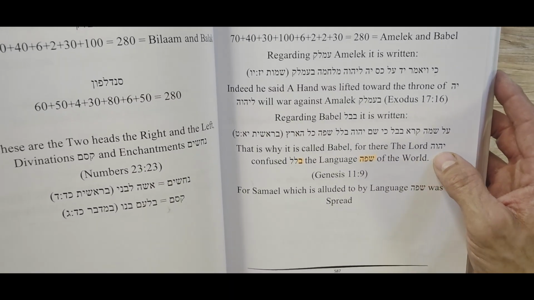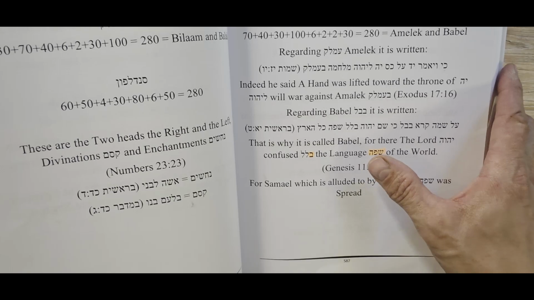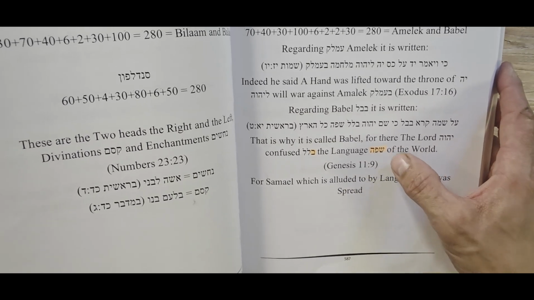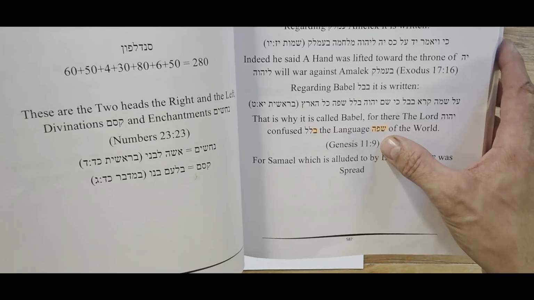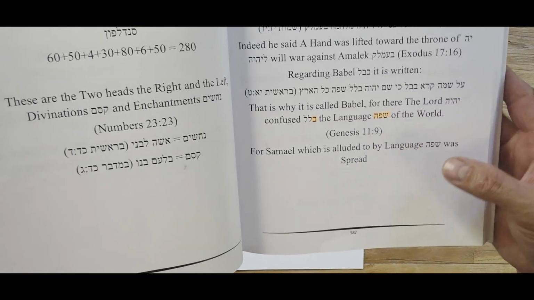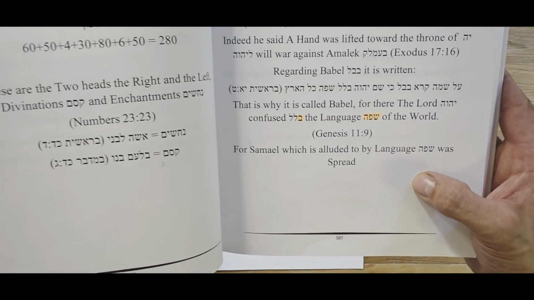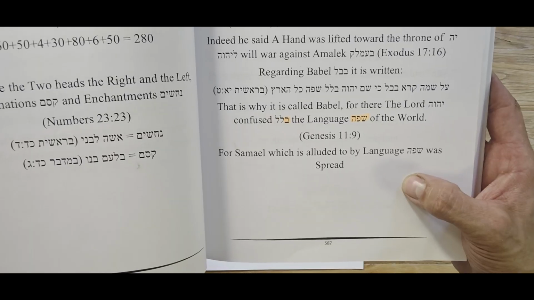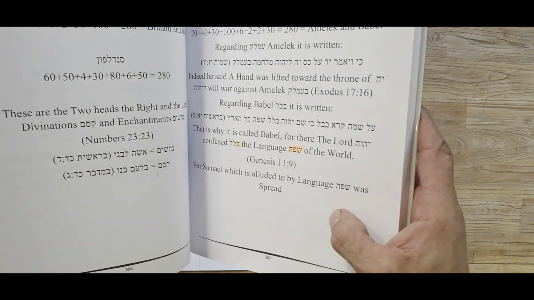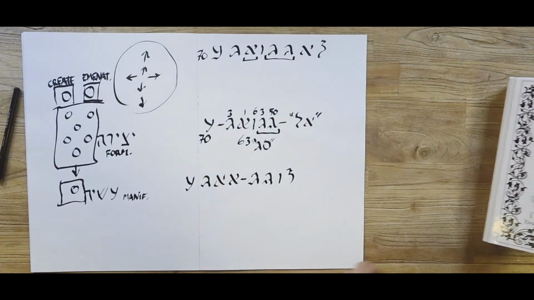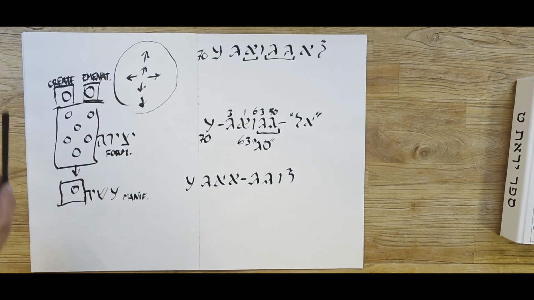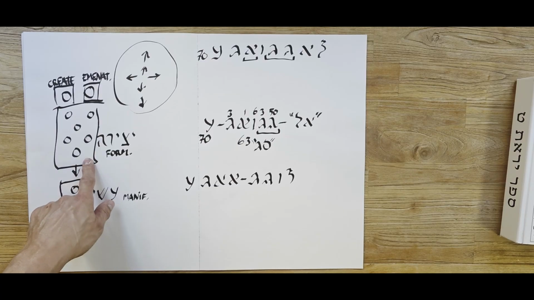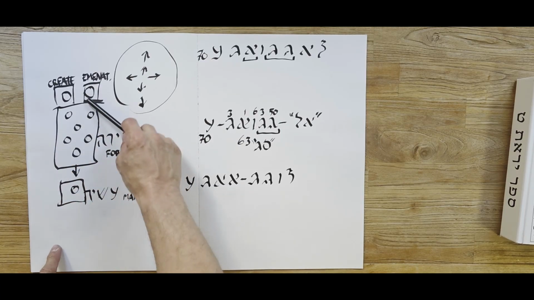Regarding Babel it is written, that is why it's called Babel, for there the Lord Hashem confused the language, the Safah, of the world. Genesis 11:9. For Samael, which is alluded to by language, Safah, was spread. See the connection here, right? So spread into the 70, because at Babel the division of language occurred in Yetzirah. This is in Yetzirah, right?